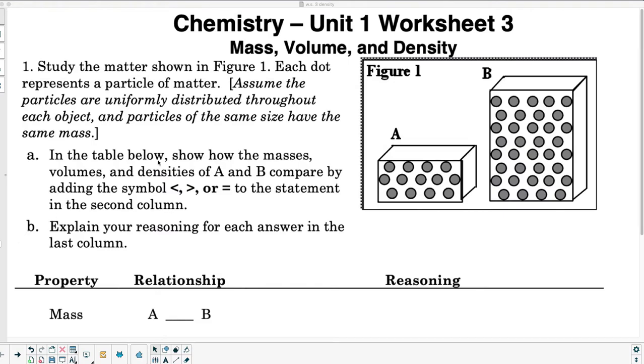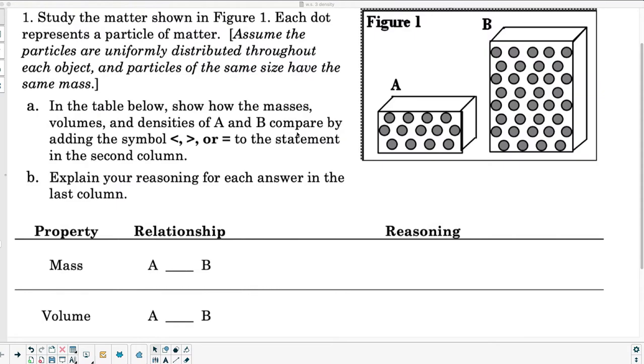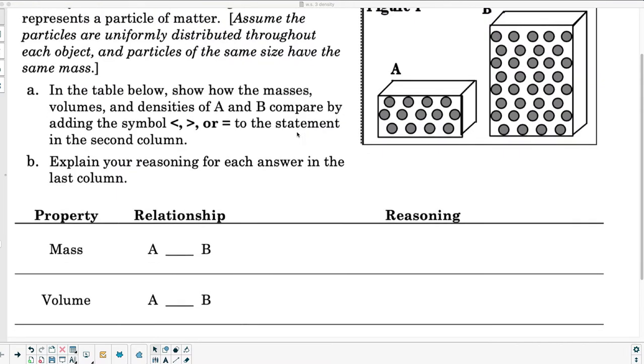I'm looking at figure 1. I have A and B. Box A has a bunch of dots in it. Box B has, of course, many more dots in it, especially since box B is bigger, so it holds more dots. The dots represent the matter. So A versus B, when it talks about mass, clearly B has a higher mass because it has more things.